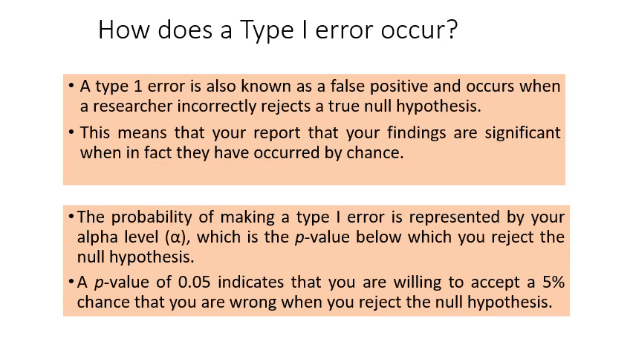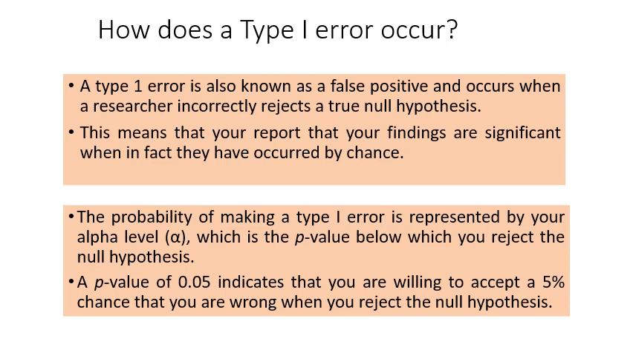So how does a type 1 error occur? A type 1 error is also known as the false positive and occurs when a researcher incorrectly rejects a true null hypothesis. That means your report and your findings are significant when in fact they have occurred by chance. This is the same as a false positive when you are tested for COVID-19: the result says that you are positive, when in fact you are not. The truth is you are negative.